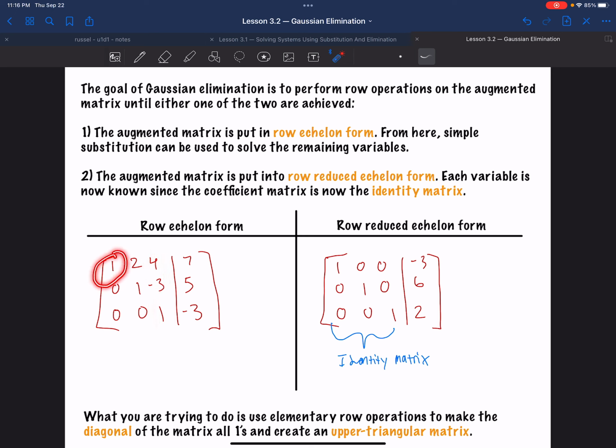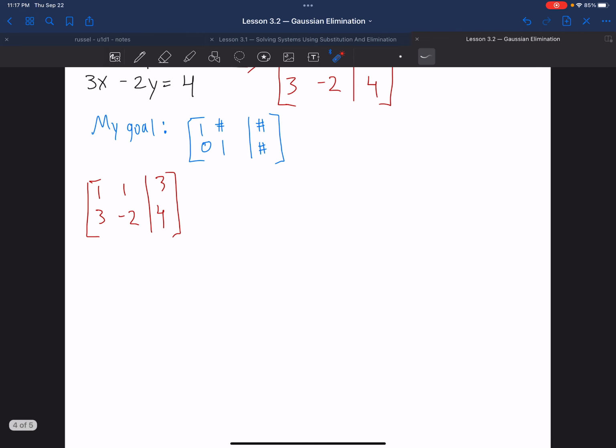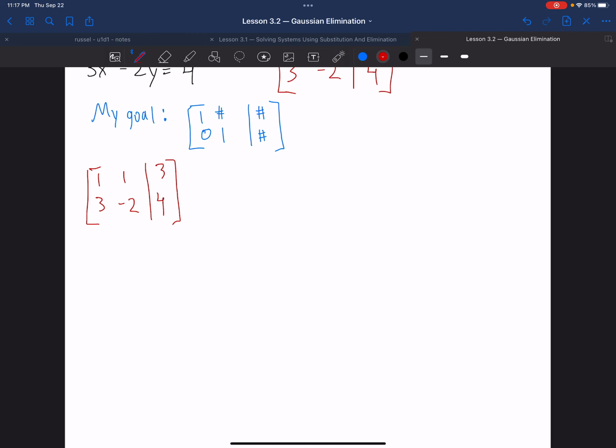Start with getting the 1 in the top left corner, then make everything beneath that 0. Okay? Once you have accomplished that, move to the next column, so this column. You don't care about this top one, you just care about the one that's in the diagonal. Get that 1 in the diagonal, then make everything below it 0. And then same for the last one, but you don't have to make anything 0. So, let's watch. Here's what I'm going to do.